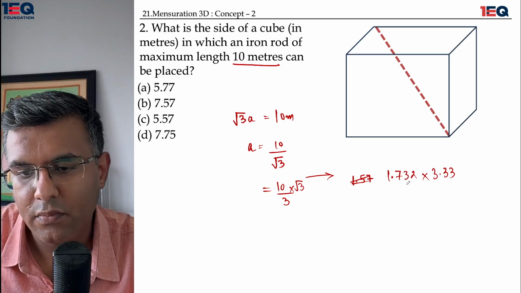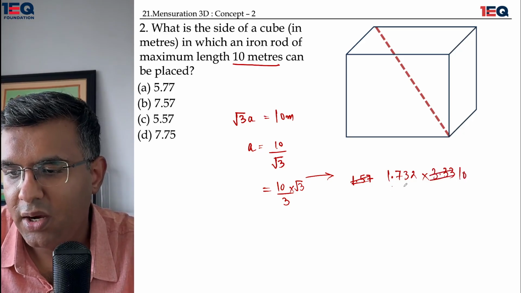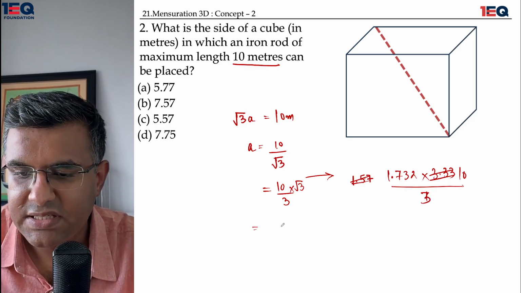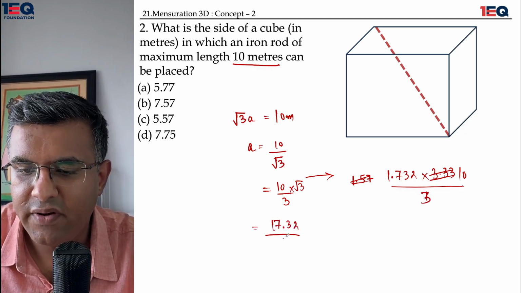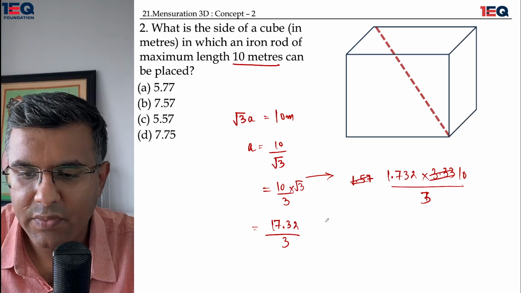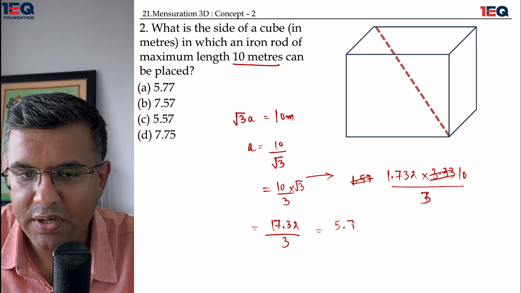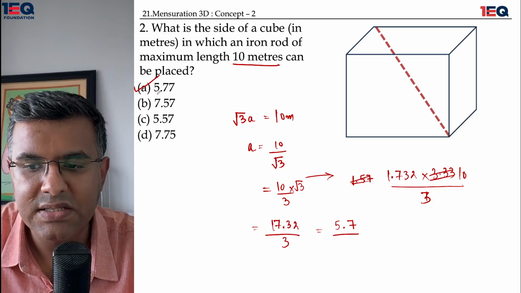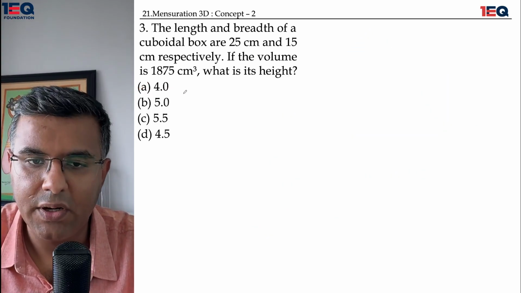Or what we could have done is multiply it by 10 and divide the entire situation by 3. So 17.32 divided by 3 would be my answer. 3 5s are 15, 5.7. 5.7 is my answer. So the answer is option A. Good enough. Let's move ahead.